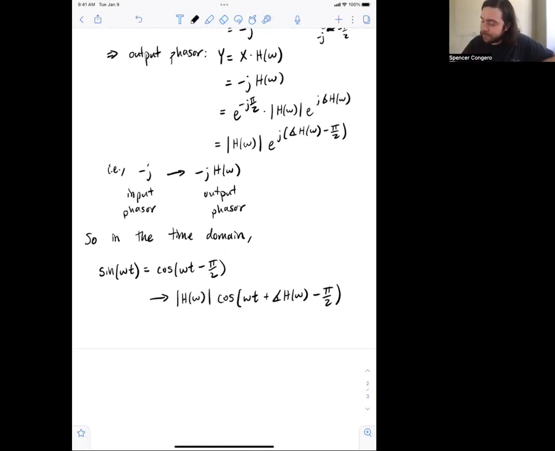But now I can convert back, because this is just cosine of something minus pi over 2, and it's just the same property we said before. When I have cosine of something minus pi over 2, it's just sine of that something. So I can change this back. And I get that when I put sine of omega t in, I get the magnitude of H of omega times sine of omega t plus the angle of H of omega.